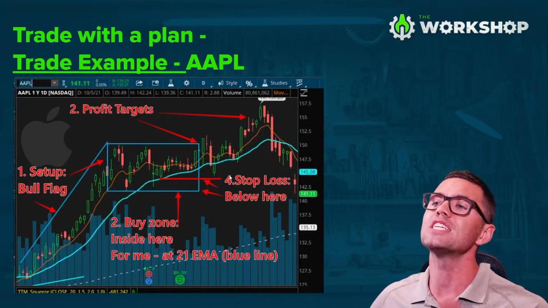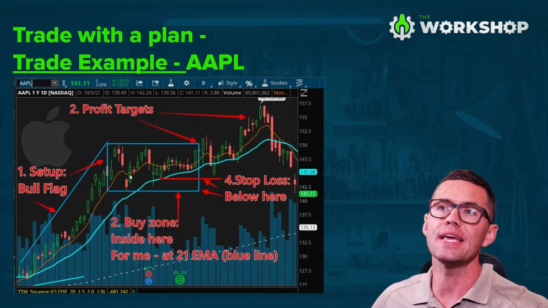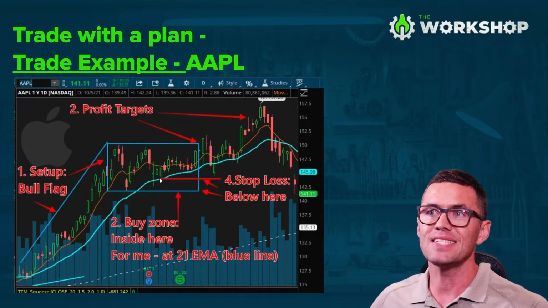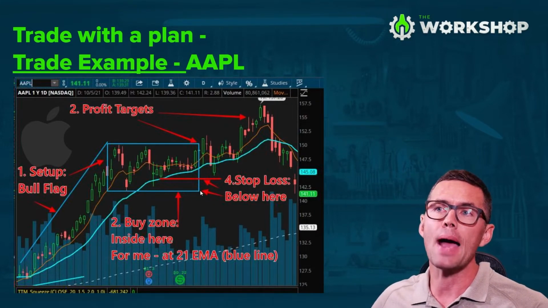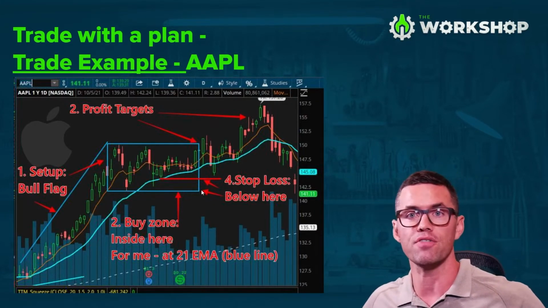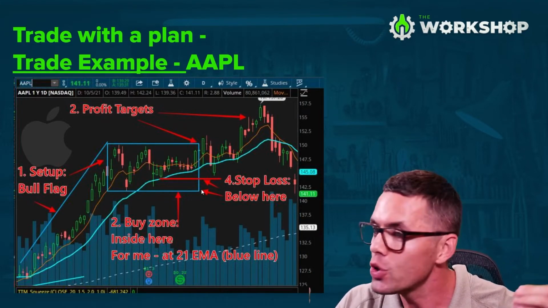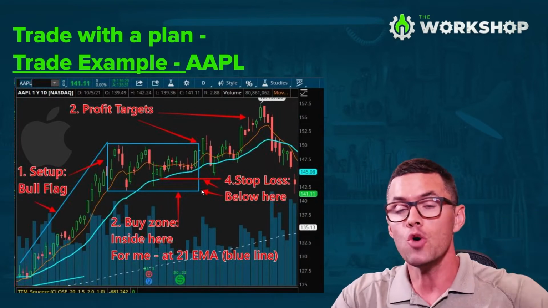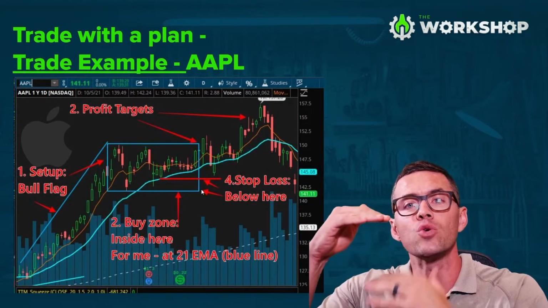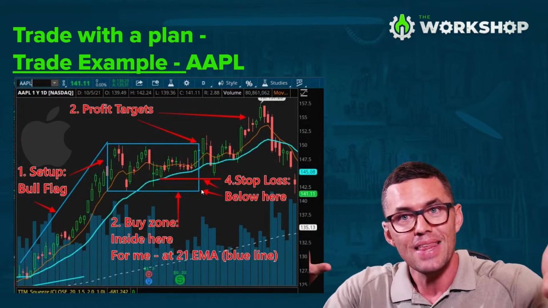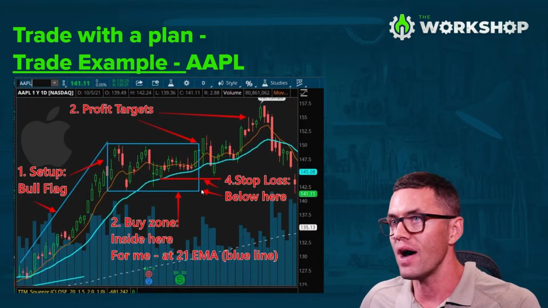And number four, what is my stop? My stop is back below this key support and resistance level. My stop is back below where I entered. Could I have made my stop back below here? Sure, I could have, if I wanted to. That's why it's your plan. You can make your stop wherever you want to. You might determine you need to give your trading plan a little bit more breathing room on that stop. That's okay. That's you. Trade according to your own risk profile, right?